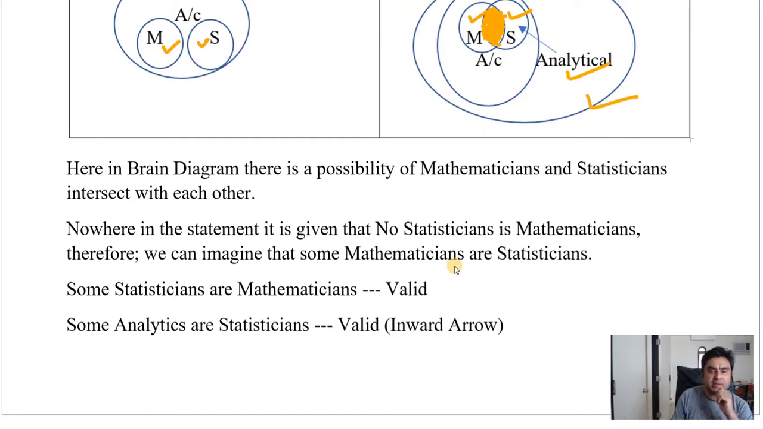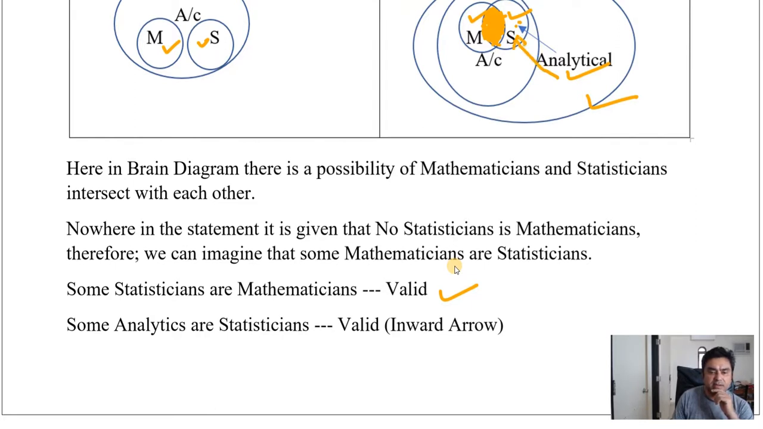Some statisticians are mathematicians. This is valid. Some analytical are statisticians. This is also valid, because statistician is going inside analytical, so it is also correct.